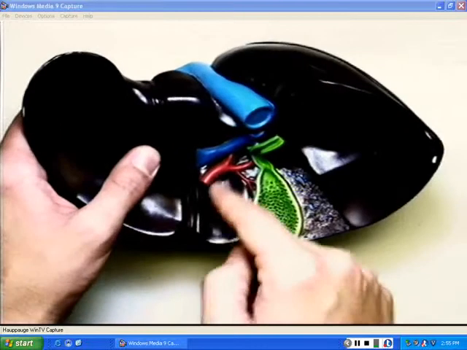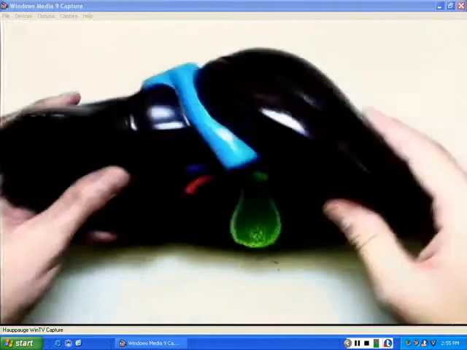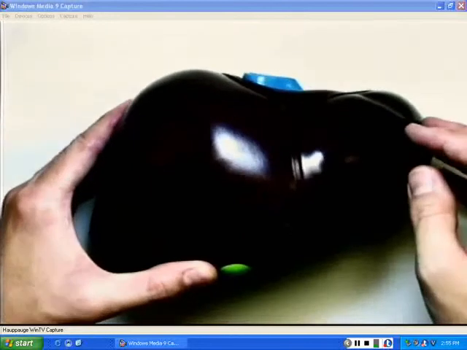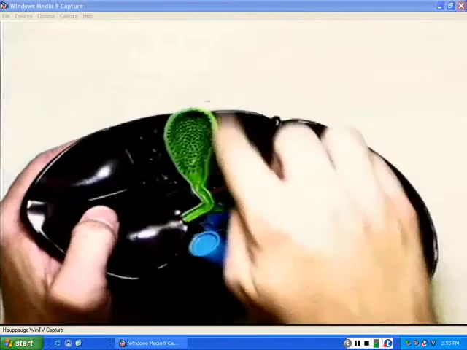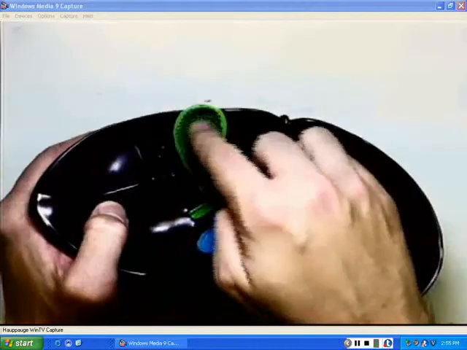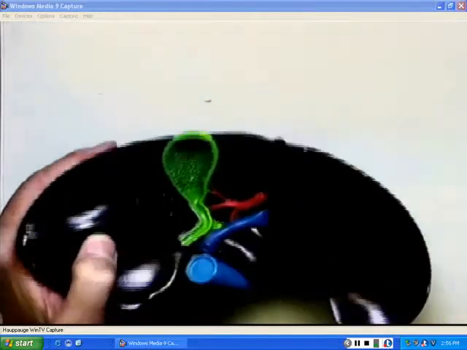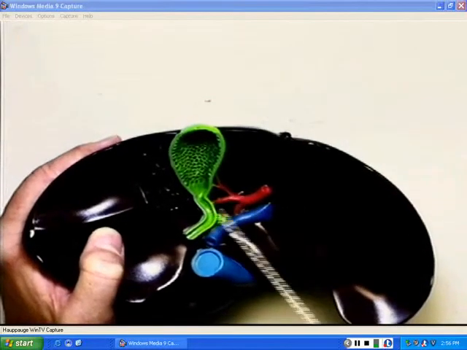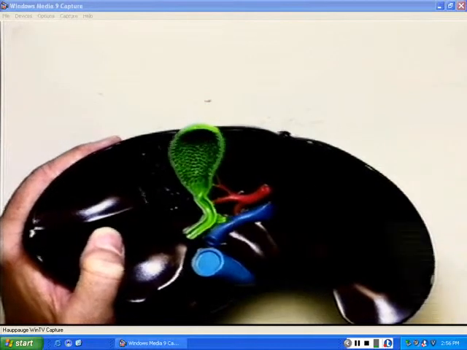So the lobes: quadrate, caudate, right and left lobe of liver; gallbladder: fundus, body and neck; cystic duct coming here. All these structures head into an area known as the hilum.